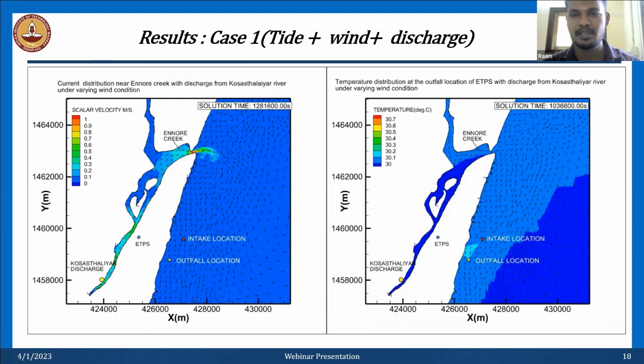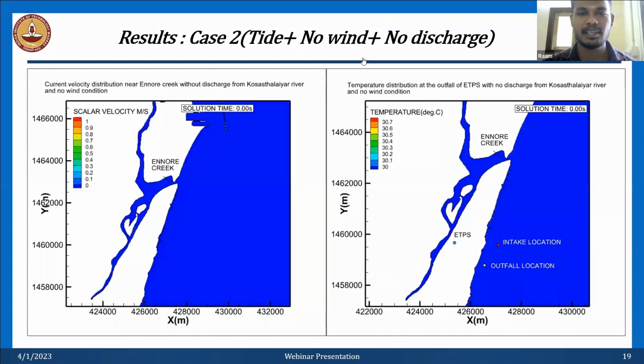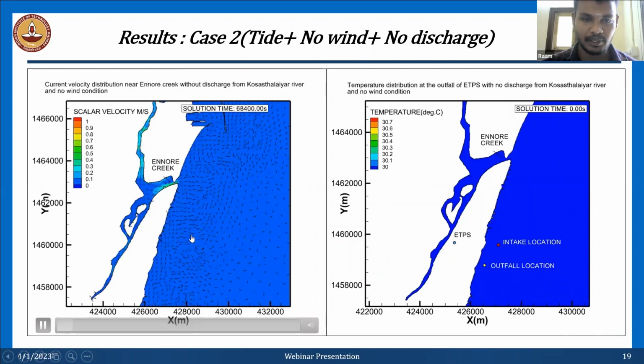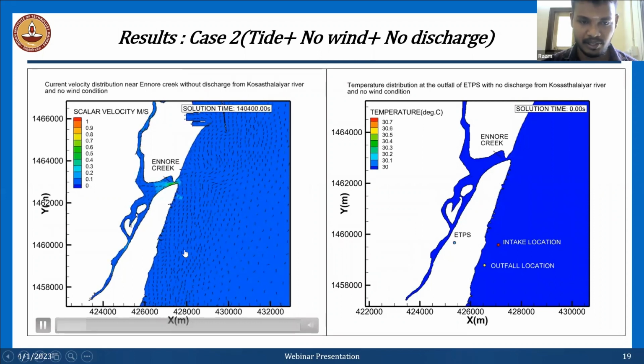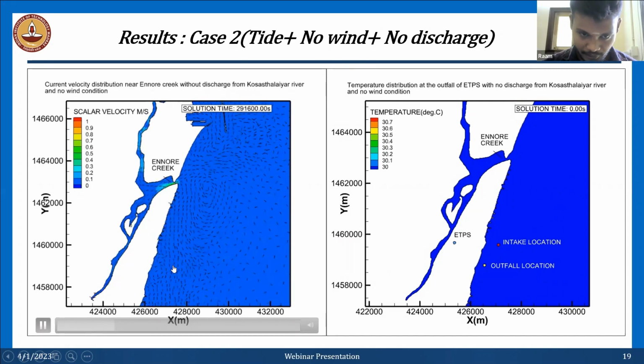This is the one case. This is the actual case which is happening in the domain. And this is another case where wind and discharge are switched off. This is only the tide. You can see that on the surface the arrow mark is going front and back. There is no influence of wind.